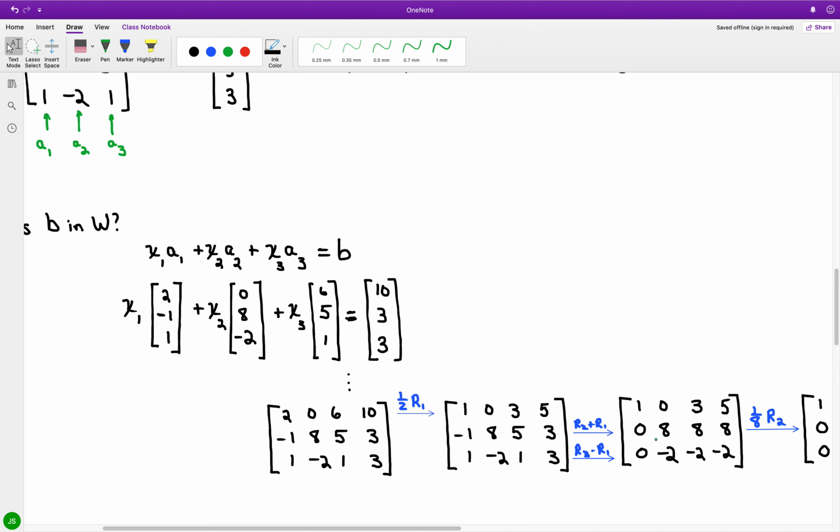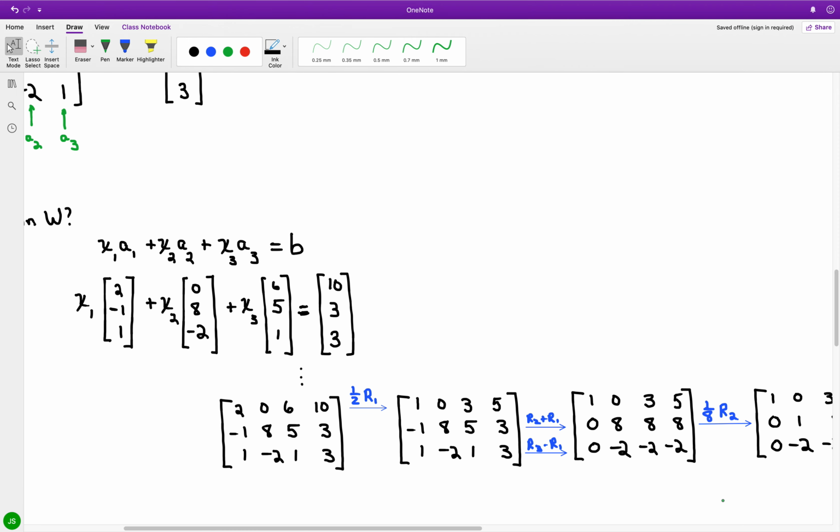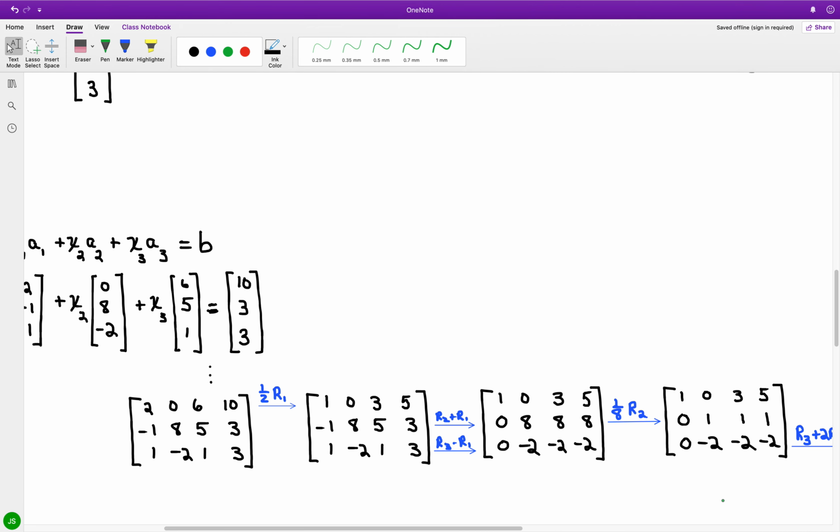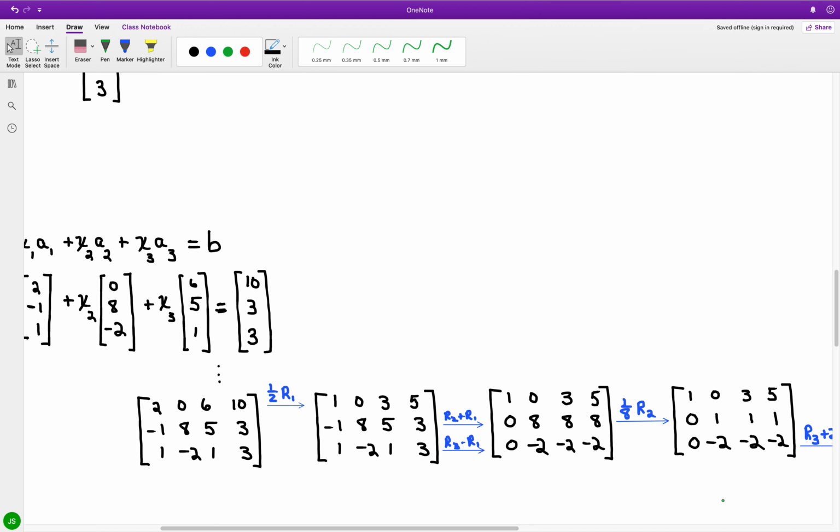Now the next pivot position will be with the first 8 that appears in the second row, and I'm going to convert that to a 1. So I would take 1/8 of the second row. So we have 0, 8, 8, 8 becomes 0, 1, 1, and 1, leaving everything else the same. And for the reduced row form, I have the desired 1, 0, 0. Now I want 0, 1, 0.